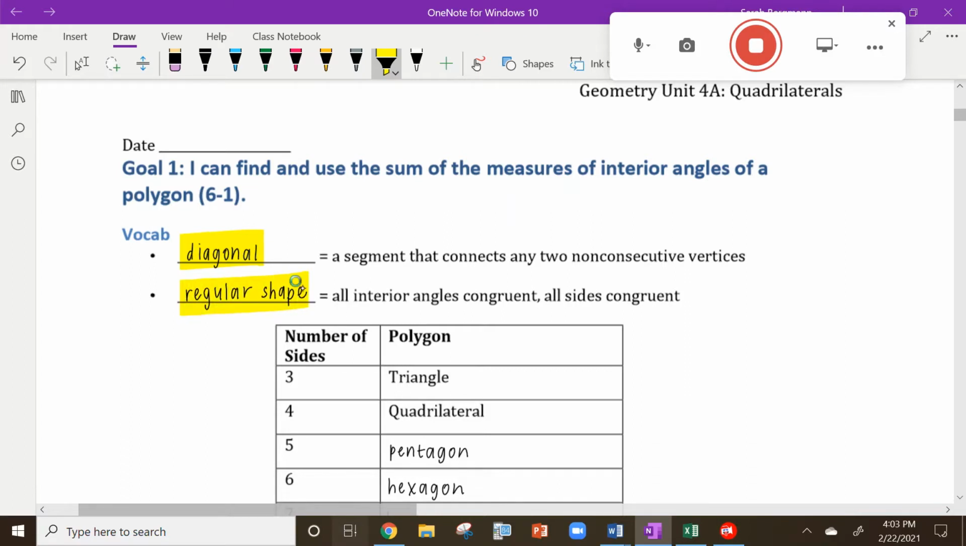Next is a regular shape. We've definitely talked about this before, but just as a reminder, a regular shape is a shape that has all interior angles congruent and all sides congruent. An example of a regular quadrilateral, or a four-sided shape, would be a square. It has all interior angles congruent and all sides congruent.